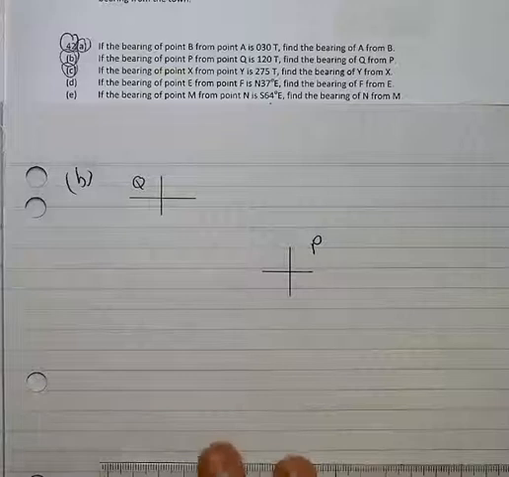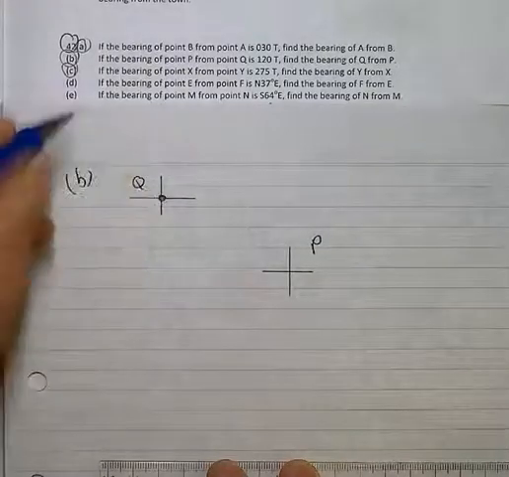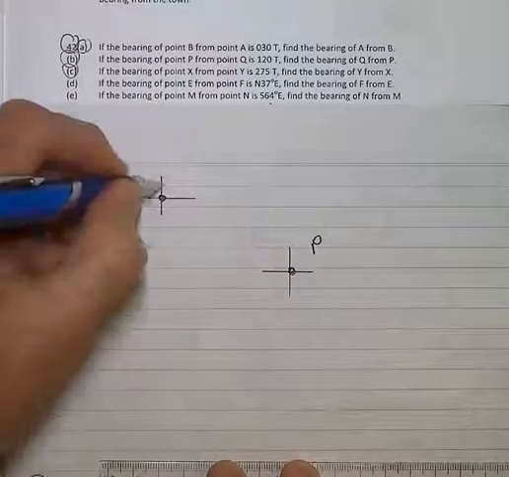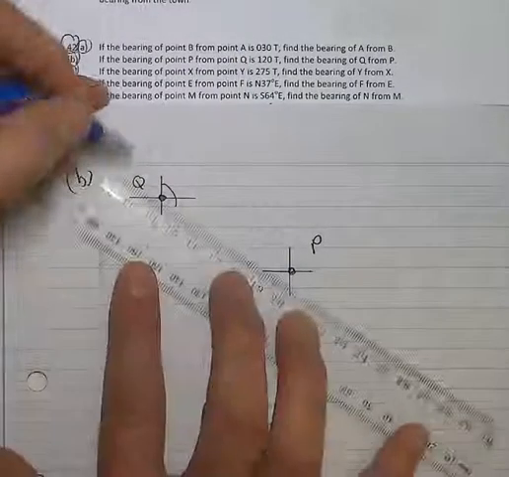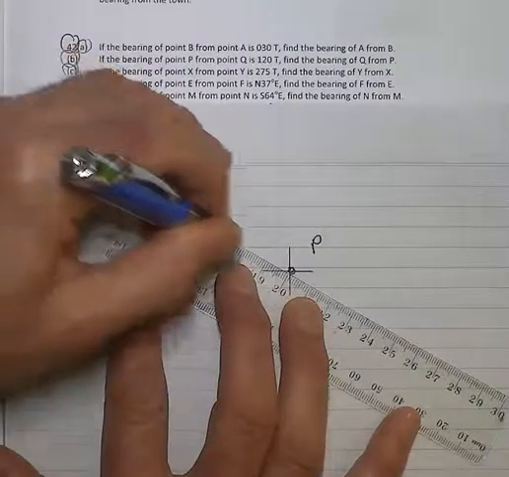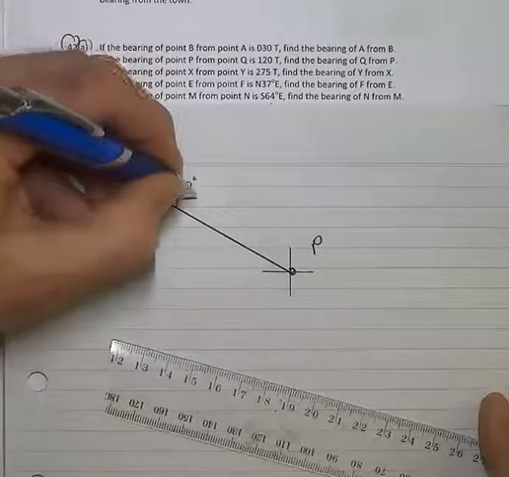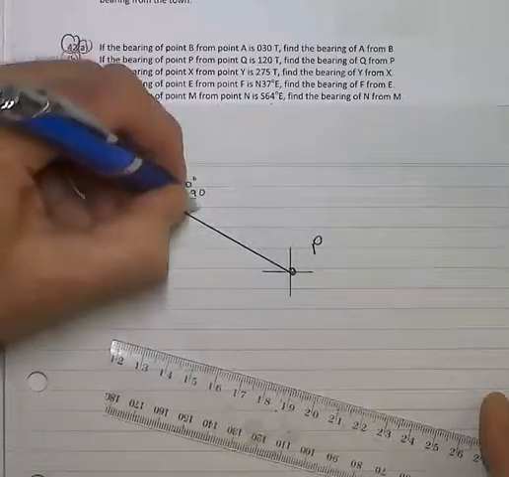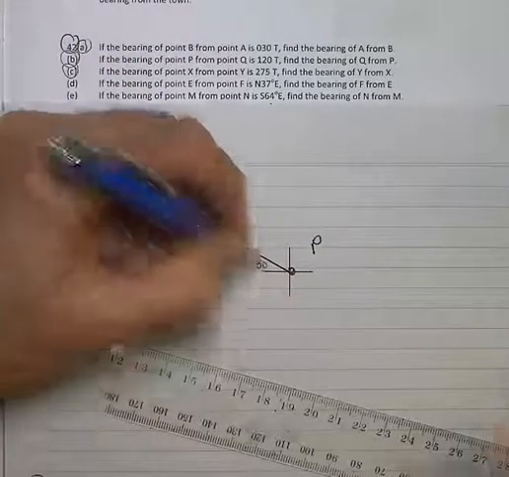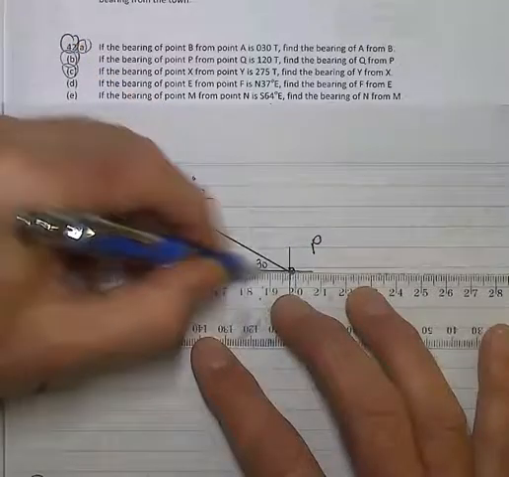Looking at part B of this question, we're looking at the bearing of point P from Q of 120. So arc that around to there, to 120, and draw the line in. So it's 120 degrees. That's made up of a 90 and a 30. That in turn makes this angle here at P 30 degrees.